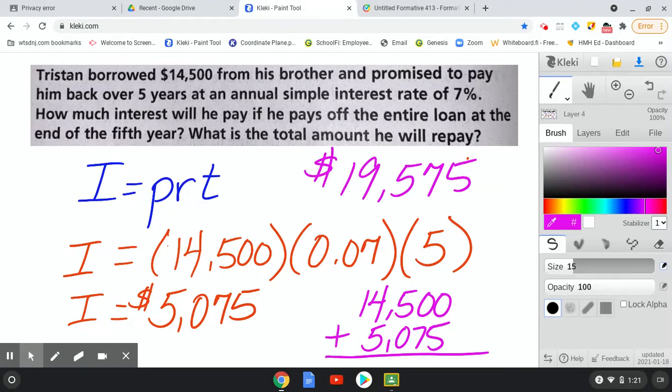Okay, so you have to be very careful, especially with word problems. You have to make sure you're answering what they're asking. Sometimes they'll just say, what is the total amount he will repay? And that would have been the $19,575. Sometimes they're going to say, okay, well, what was the interest that they paid? Or what was the rate? So it's extremely important that you are paying attention to the question being asked. All right, let's do one more example.